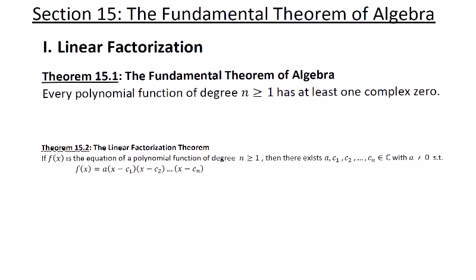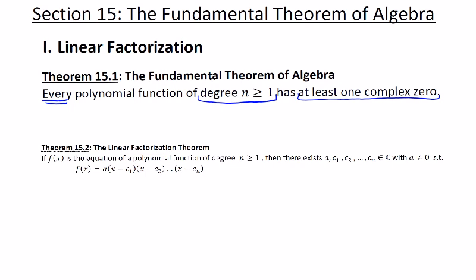So let's see what the fundamental theorem says. It says that every polynomial function, now that's a pretty powerful beginning statement. It says every, that means any polynomial that we can create. Now that means we have to understand what the definition for a polynomial function is. And it says every polynomial function of degree 1 or higher has at least one complex zero.